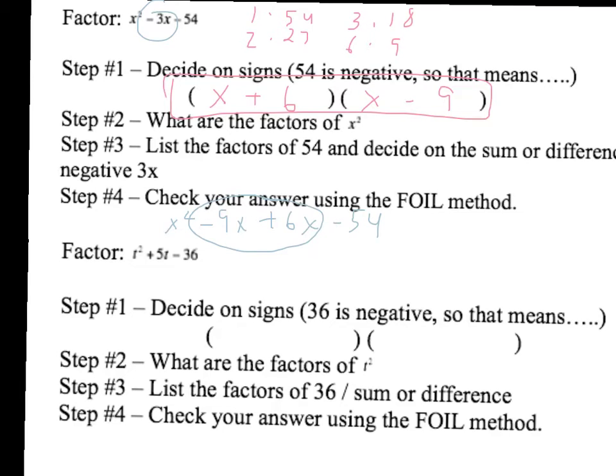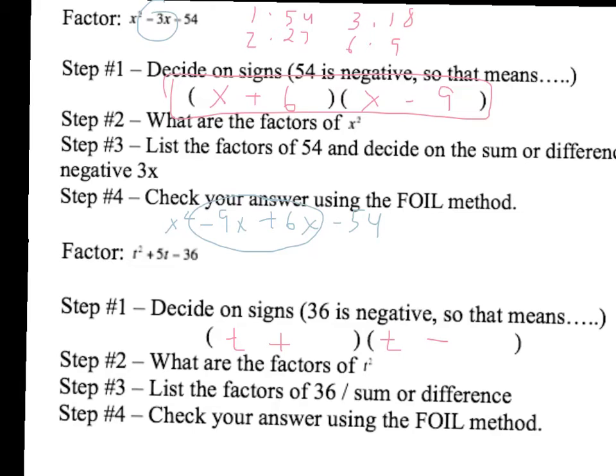Moving on down to the bottom. t squared plus 5t minus 36. That 36 is a negative, again, meaning that one of these is a positive and the other one's a negative. And it doesn't matter which one you make positive or negative. It matters where you place the numbers afterwards. t times t would give me t squared.